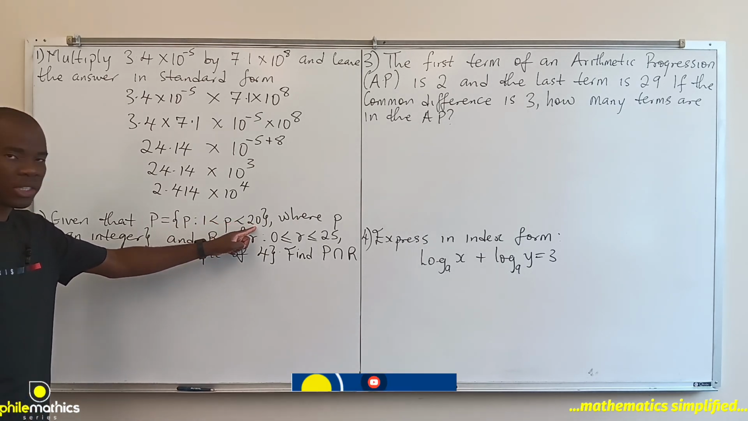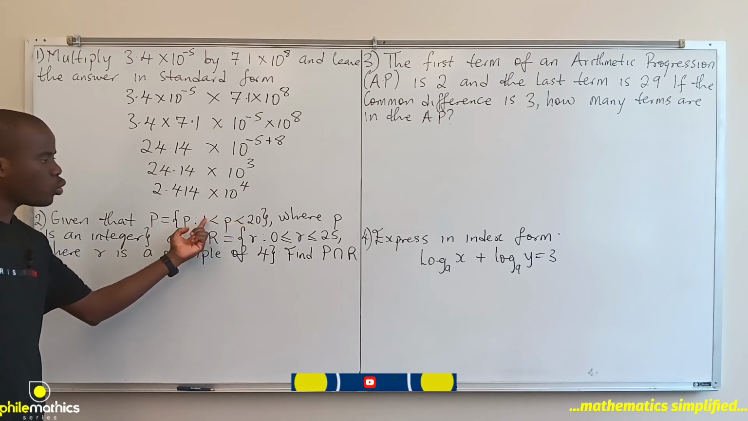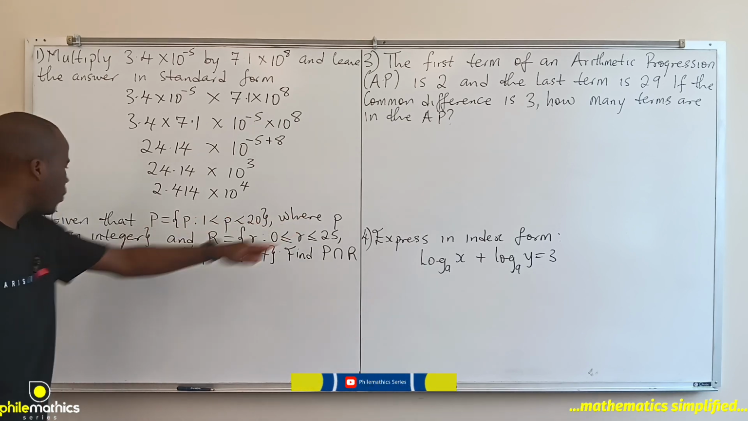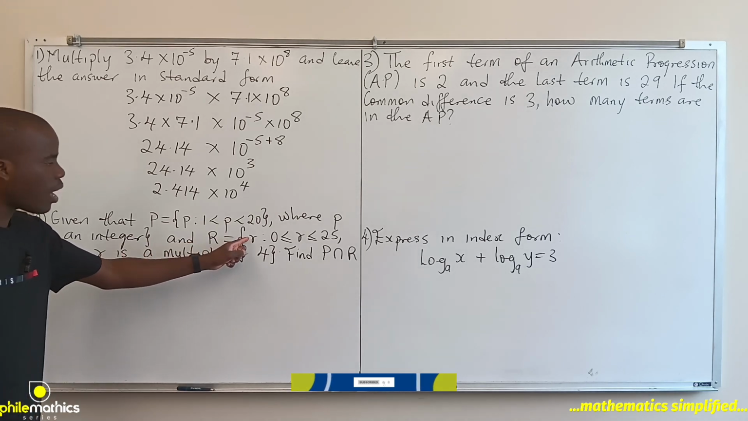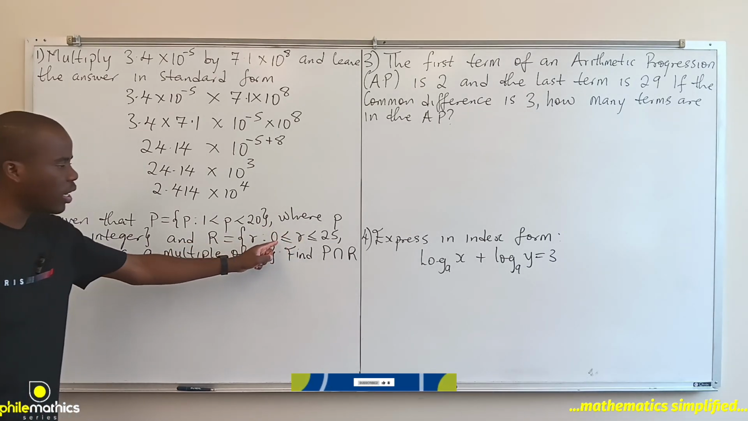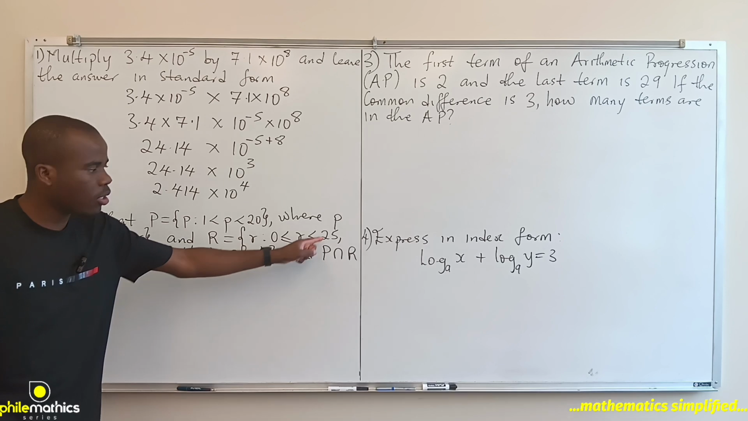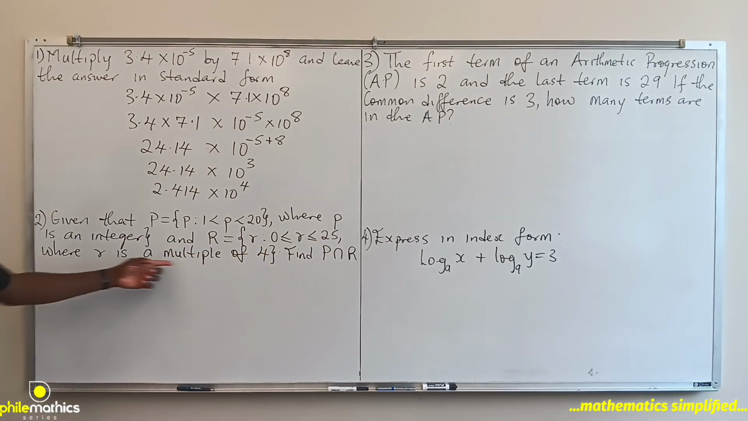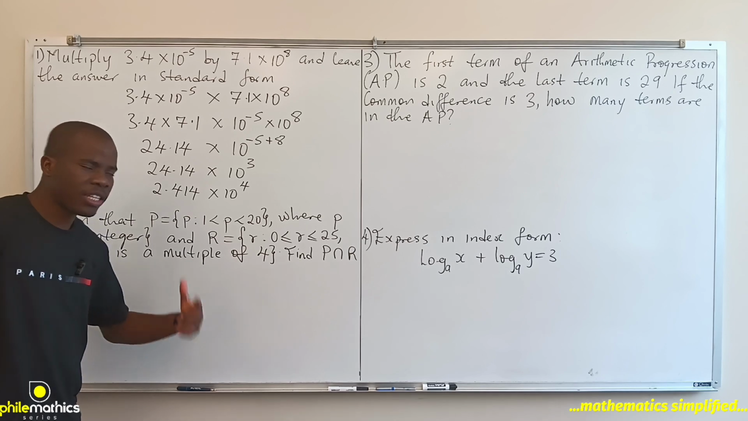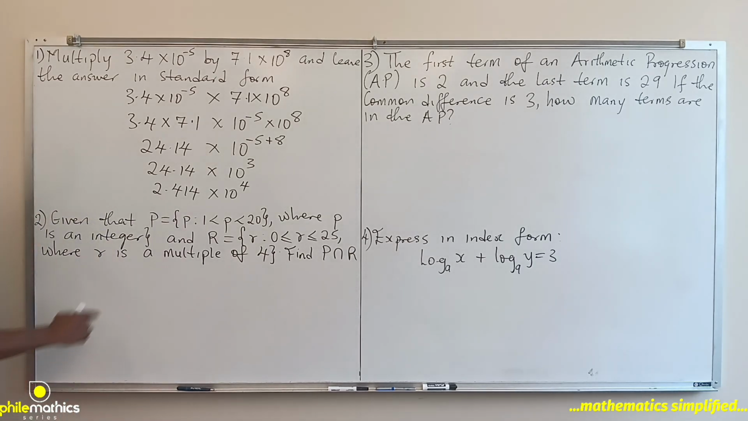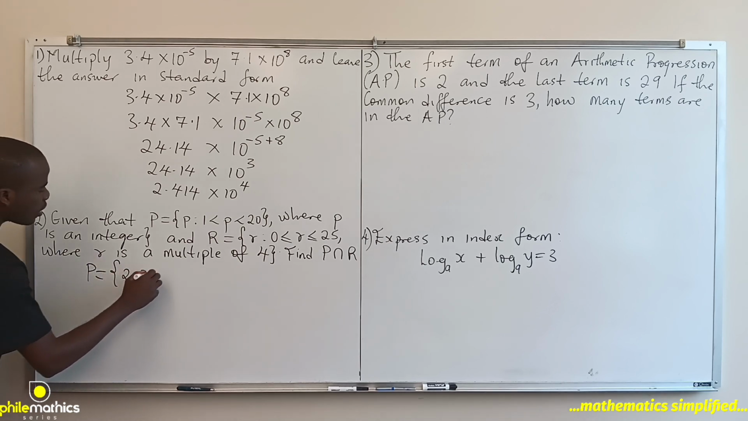Question 2 says, given that P is the set of P such that P is greater than 1 and less than 20 strictly. So P starts from 2 to 19, where P is an integer, and R is the set of R such that R is greater than or equal to 0 and less than or equal to 25, where R is a multiple of 4. Find P intersection R. This is under set theory. The first thing you want to do is to list out what P is. So P are those numbers from 2 to 19.